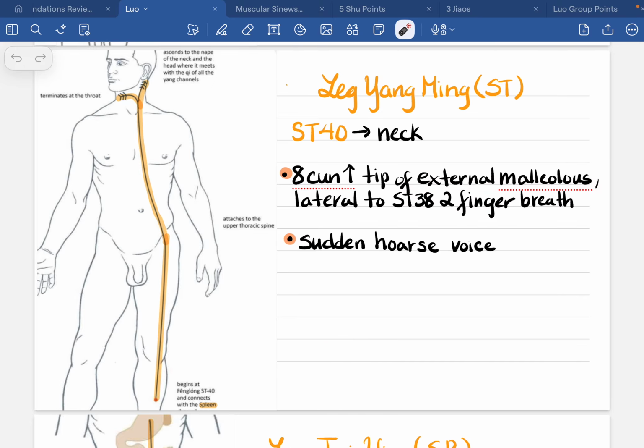But you have to recall that although from 36 it's 1 finger breadth, for stomach 38, it's 2-finger breadth. If you remember 36, 37, 38, 39, and then 40, you go up here. So that's why it's 2-finger breadth. And of course, because it goes to the neck, it addresses sudden hoarse voice.